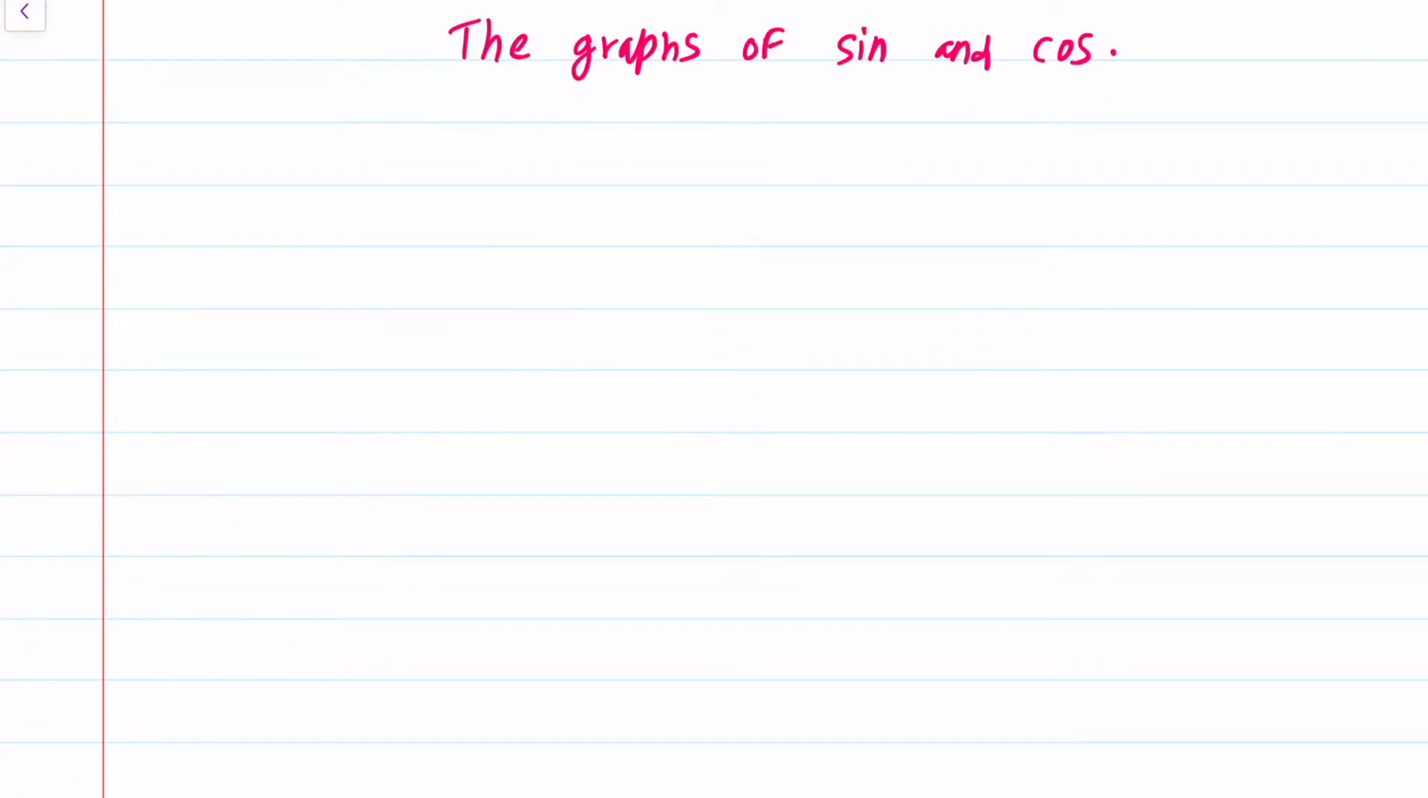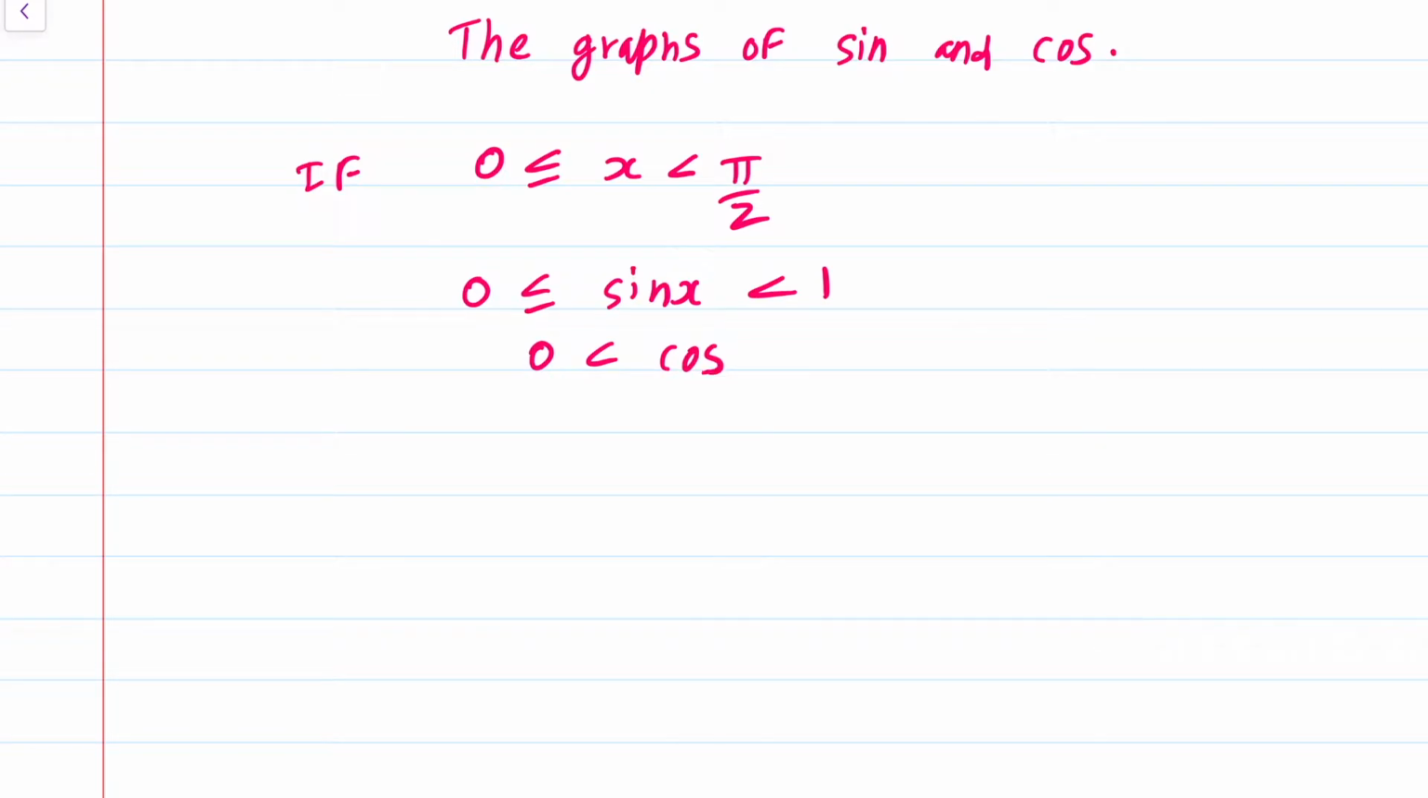Let us recap what we have achieved so far. We were discussing trigonometric functions and pi. We have so far shown that if 0 is less than or equal to x less than pi by 2, we have 0 is less than or equal to sine x is less than 1, and 0 is less than cos x is less than or equal to 1. Okay, and we also have sine pi by 2 is 1 and cos pi by 2 is equal to 0.